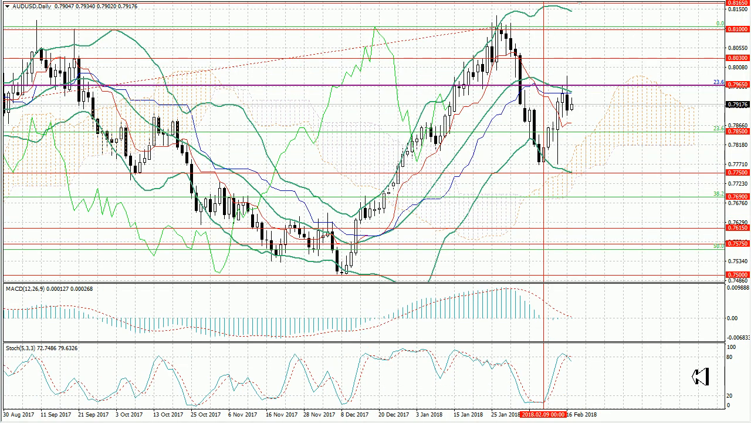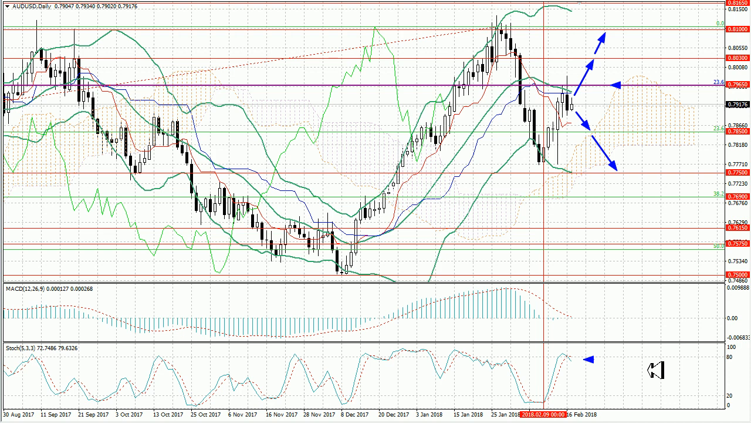The pair of Australian dollar versus American one last week rose to the middle line of Bollinger Bands in the area of 0.7965, and in the case of consolidation above this level, it may continue to grow to the levels of 0.8030 and 0.81. However, it seems more likely that the pair will continue to decline to the levels of 0.7850 and 0.7750, which is confirmed by the Stochastic, which left the overbought zone and is turning downwards.